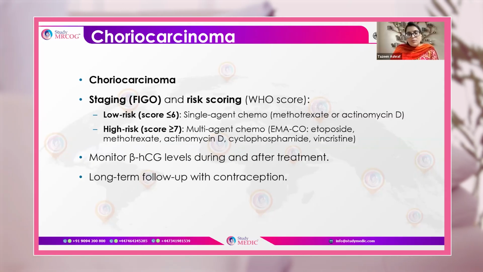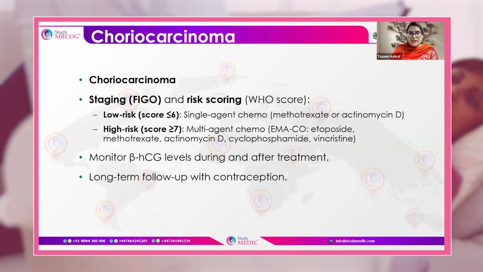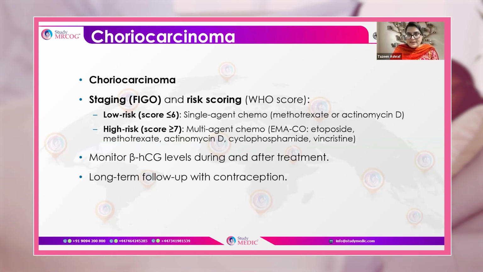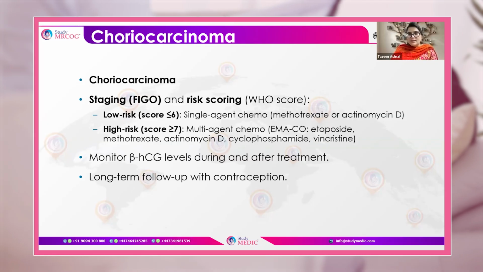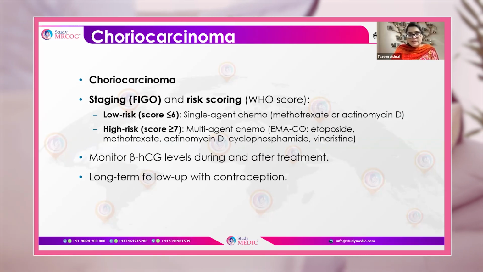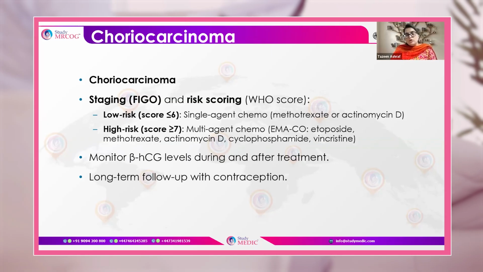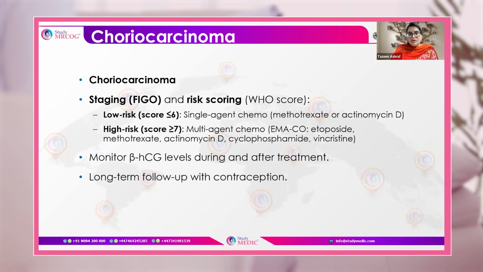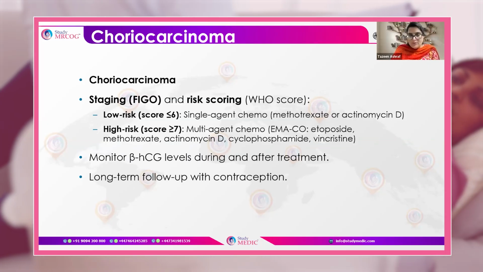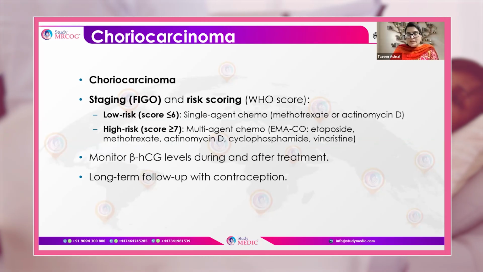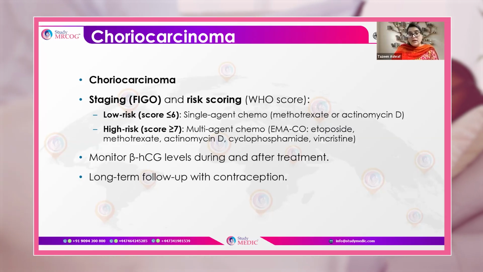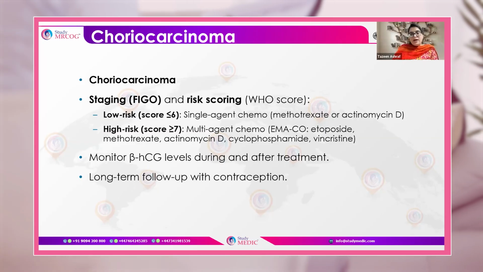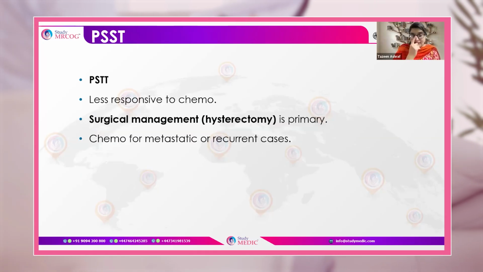Choriocarcinoma is staged as per FIGO staging, and the scoring is carried out. If the score is less than 6, then single agent chemotherapy is given, methotrexate or actinomycin D. If the FIGO score is more than 7, then multi-agent chemotherapy can be given, which is EMACO: etoposide, methotrexate, actinomycin D, cyclophosphamide, and vincristine. Beta HCG levels are monitored after the treatment, and long-term follow-up is needed for these patients.